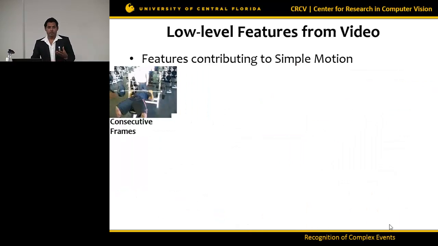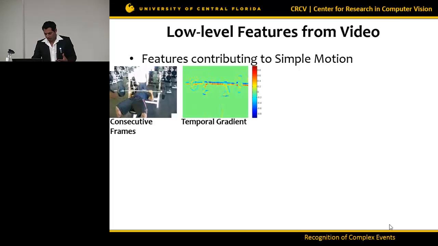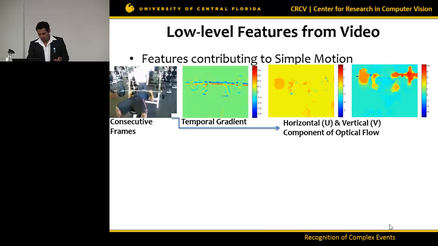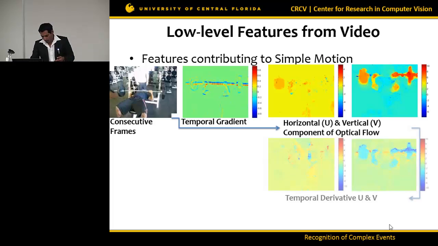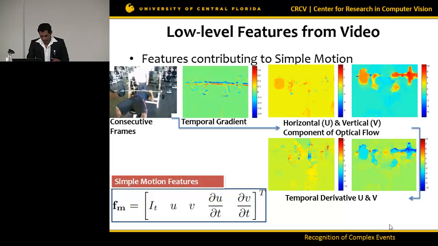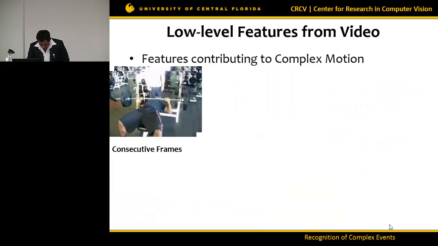Again, features contributing to simple motion. We have a pair of consecutive frames. We compute the temporal gradient across them. Also, the horizontal and vertical components of the optical flow. The temporal derivative is also calculated for these two components, u and v. And this can be represented mathematically as this following vector.